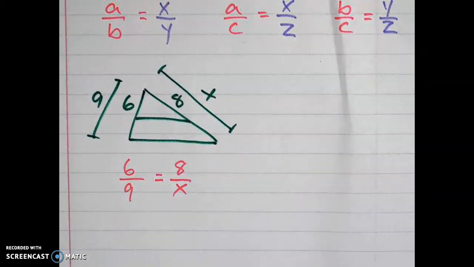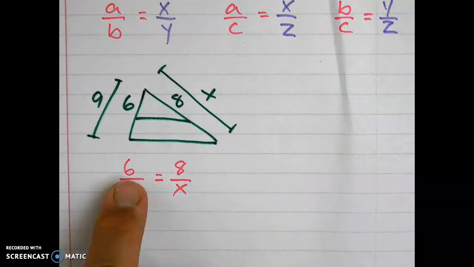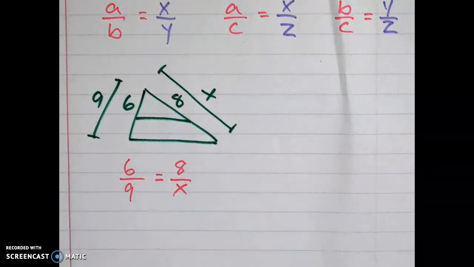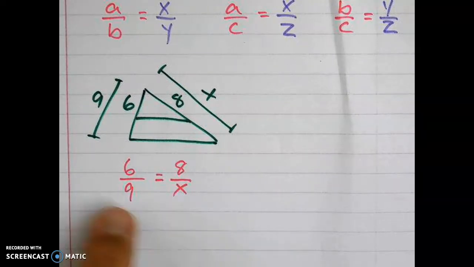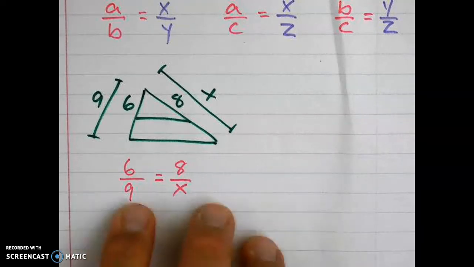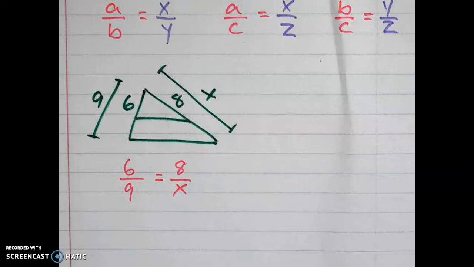Okay, so we just talked about proportions, so we know what to do now. 6 times x equals 9 times 8. Yes? 9 times 8 divided by 6. I'm not going to go over the setup. Okay? All right.